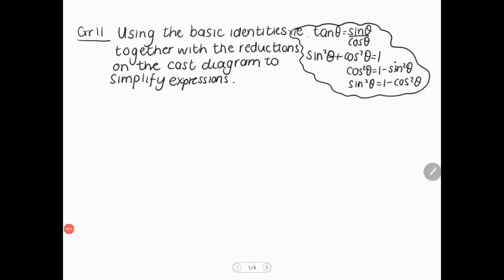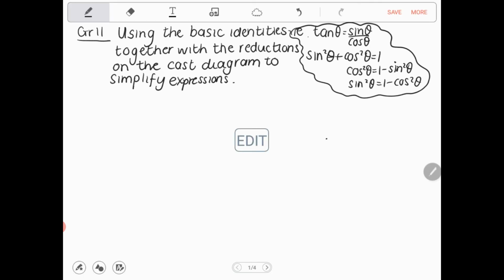Okay, so we're looking at using the identities from yesterday: tan theta is sine over cos, and sine squared theta plus cos squared theta is equal to 1. And then the ones where we said we could subtract the sine squared or we could subtract the cos squared. And this is all the same squares identity. And we're going to use the identities, and we're going to use the cos diagram.